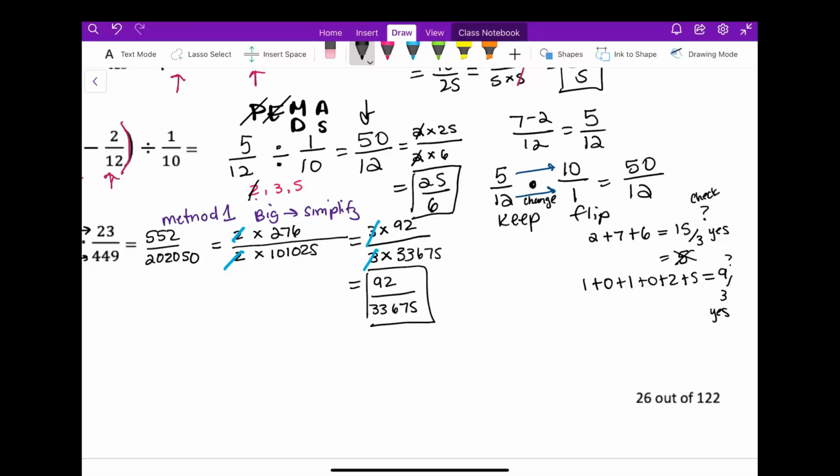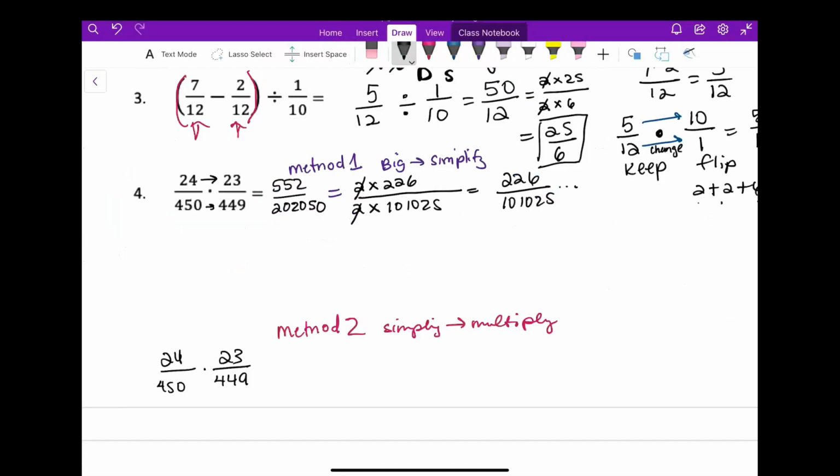I like method number 2. Let's take a look at that. All right, so the first thing I'm going to do is take each of these numbers and simplify them already. So 24 is something I can do in my head. I can do 2 times 12. But 12 can be simplified even further. Let's simplify 12. 12 can be 2 times 6. But 6 can be simplified even further. Let's do 2 times 3.